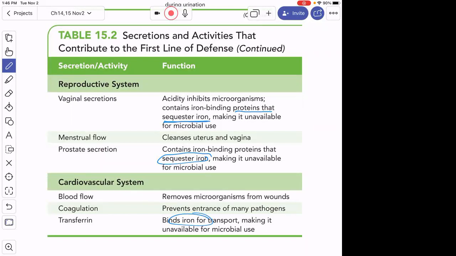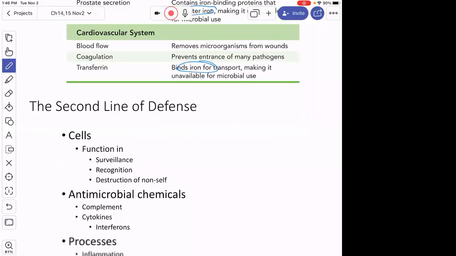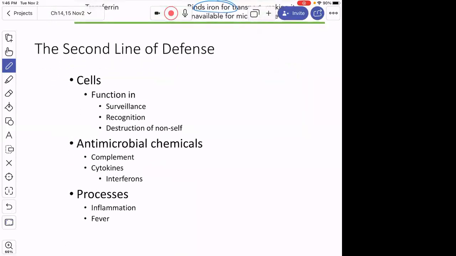Okay, so again, those first rounds of defenses are just mechanisms that are already there in our body, some physical and some chemical. When that first line is breached, then typically we start thinking about our second line of defense. So this is also considered innate immunity. And I don't know if I posted this, but it's just a rehash of what I posted before.